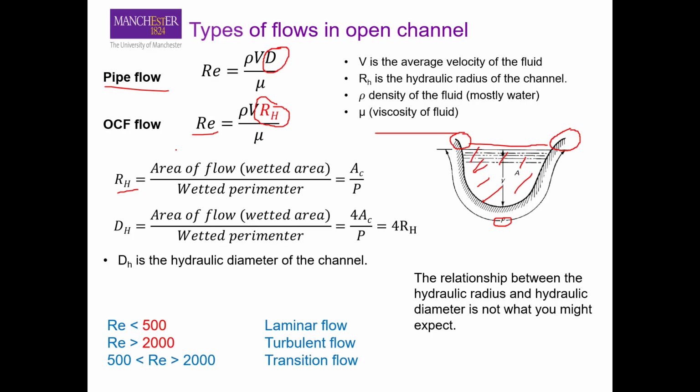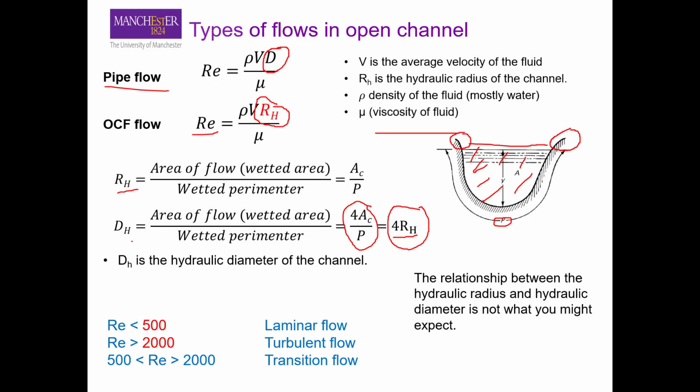In some books, you might also see that instead of hydraulic radius, they are using hydraulic diameter. Okay, so hydraulic diameter is defined by this formulation here. Okay, that is 4 times A_C over P. And if you put the value of hydraulic radius, you will see that hydraulic diameter is 4 times the hydraulic radius. Okay, so please note that the diameter is 2 times the radius of a pipe or a shape.